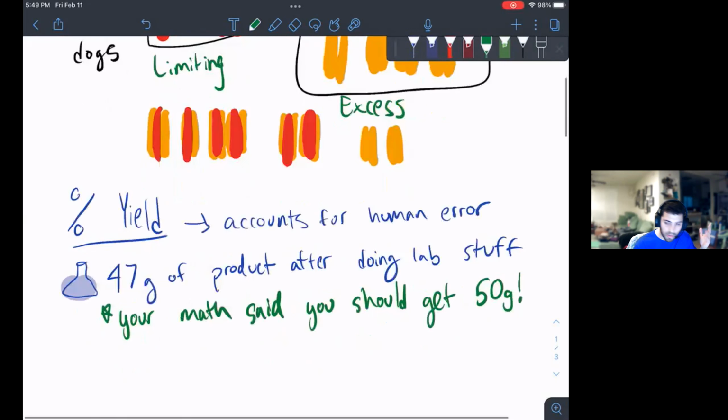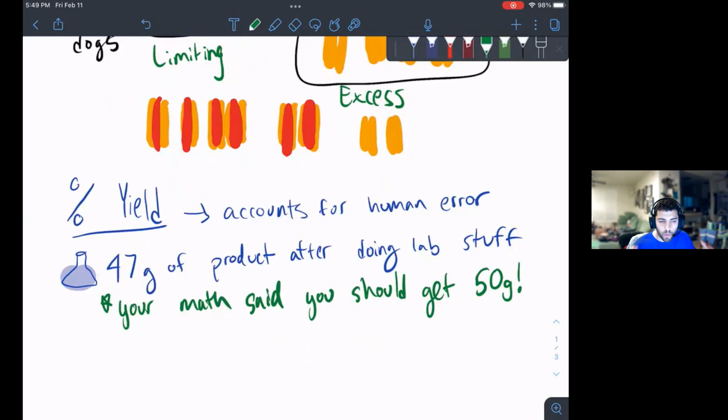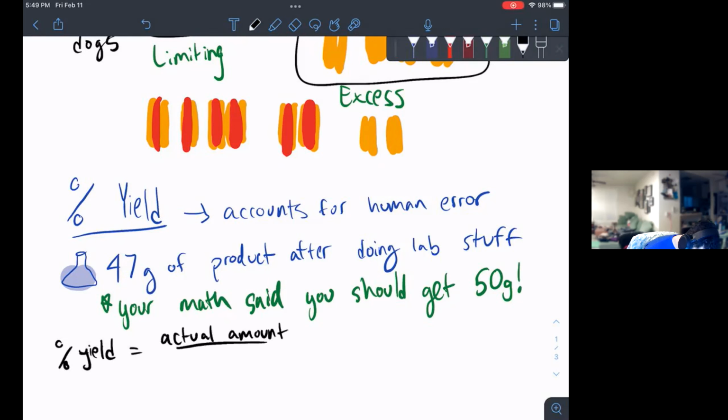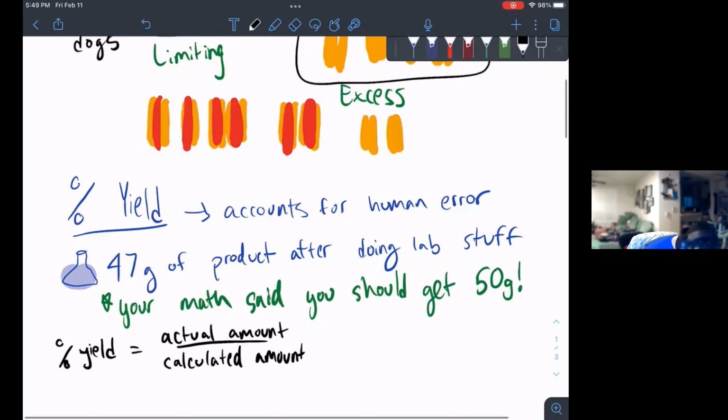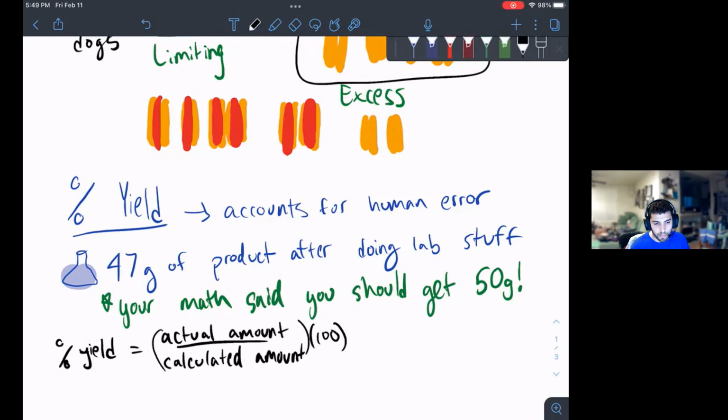Well, that's where percent yield comes in. It just kind of says, well, hey, we know we're not perfect, so let's figure out how close we got. Percent yield really is just kind of an algebraic equation. Percent yield is equal to the actual amount over the calculated amount, and then all of that times 100, because it's a percent, we want it to be a percent.